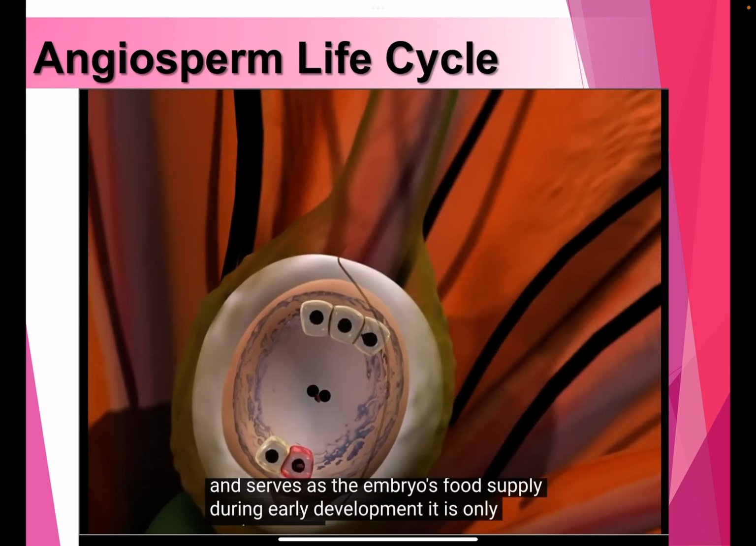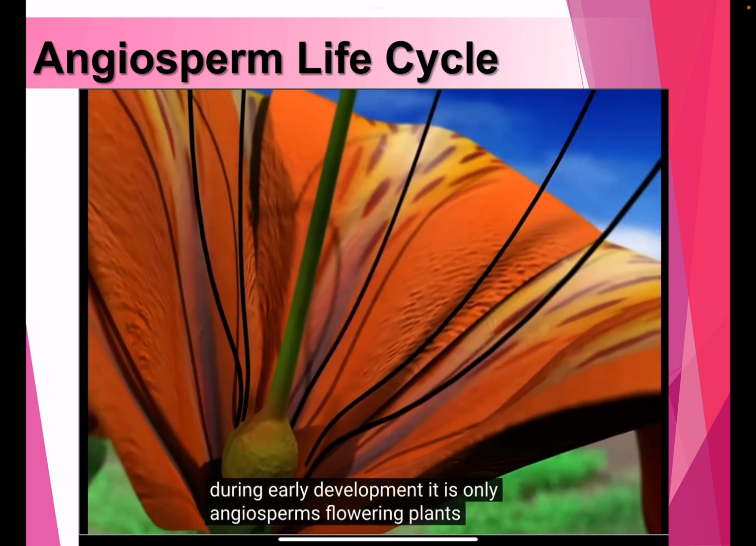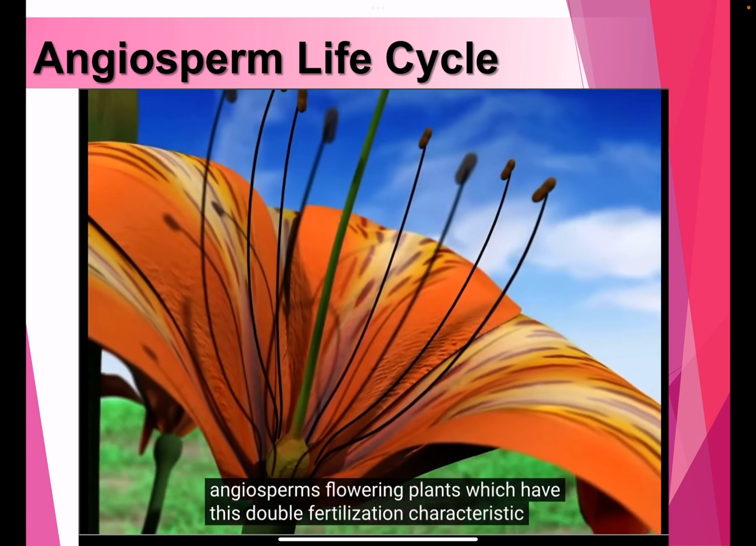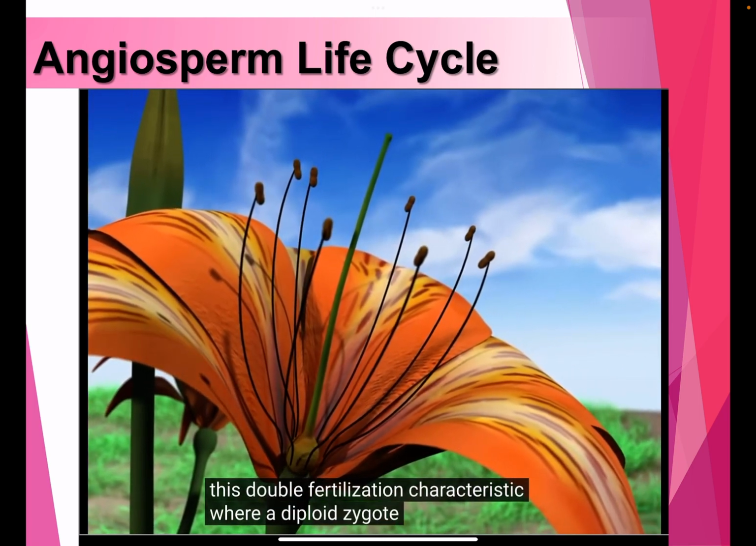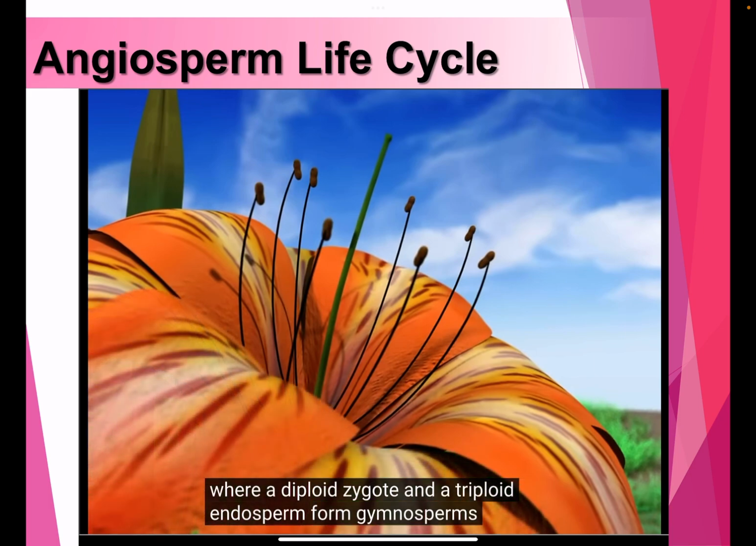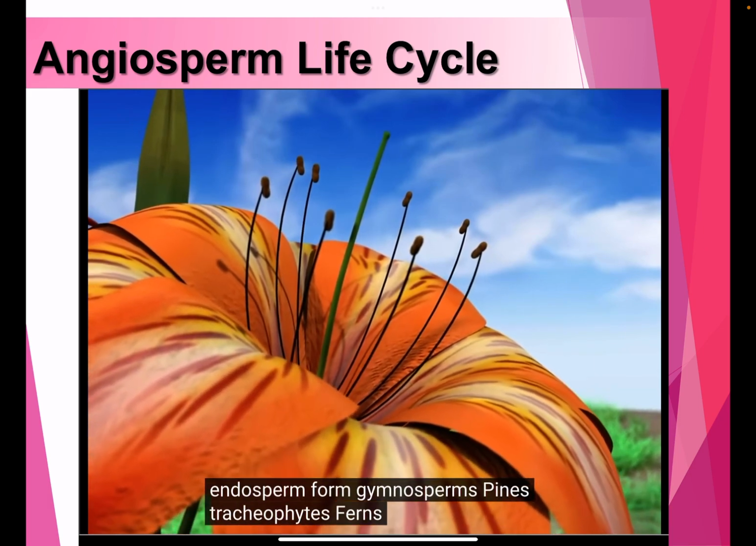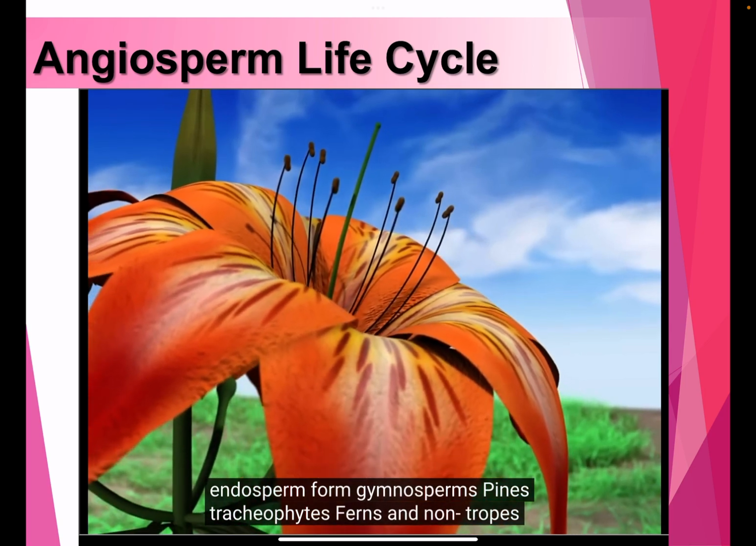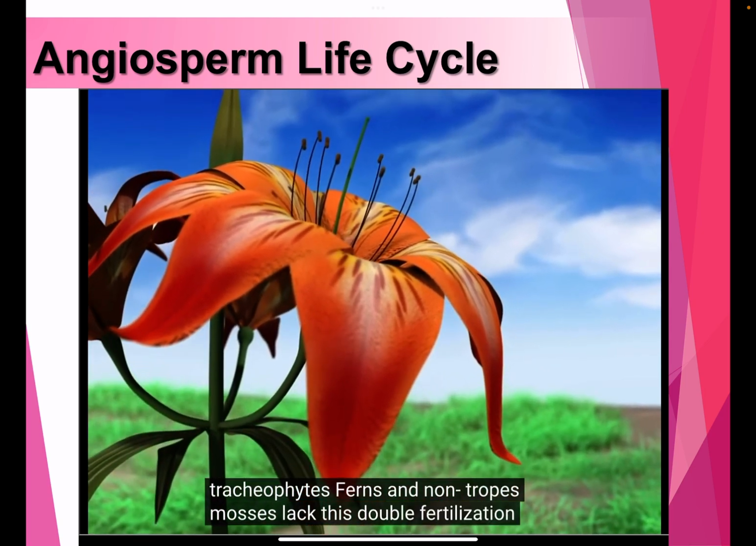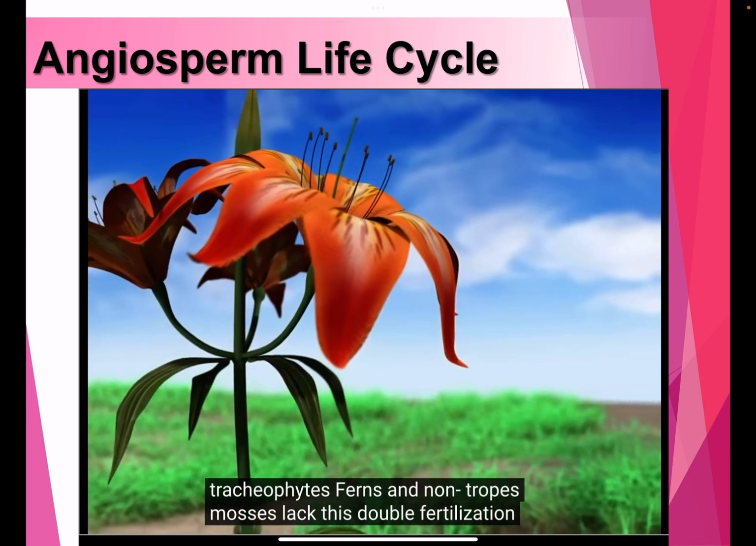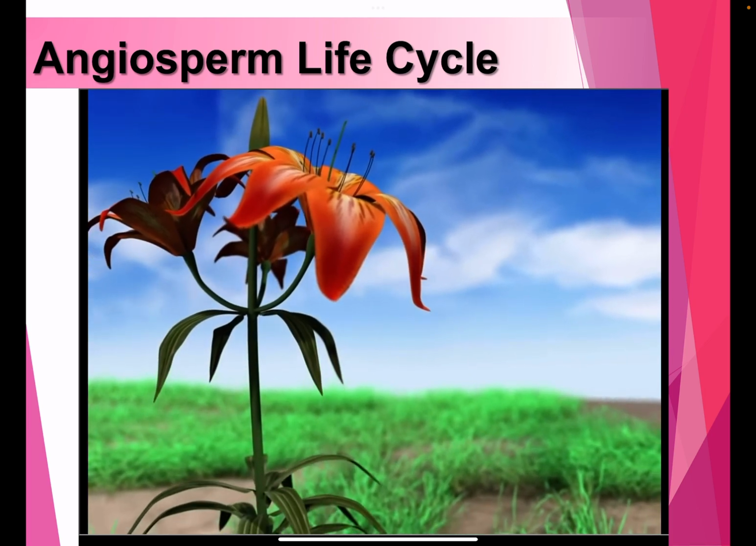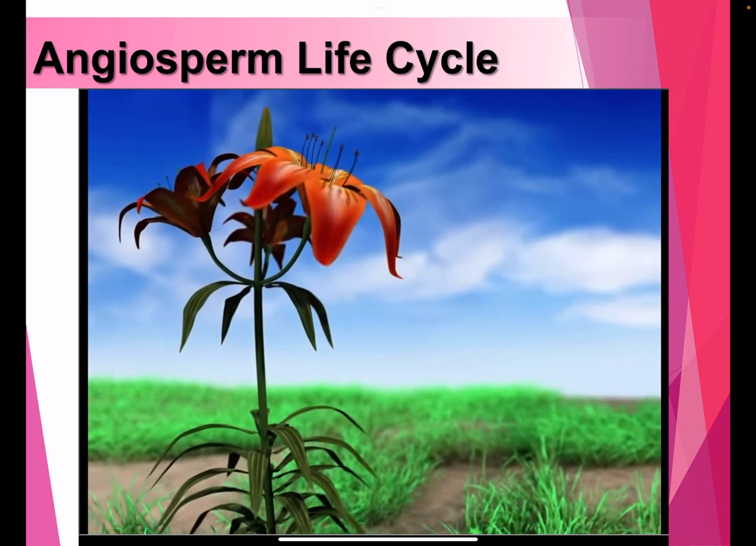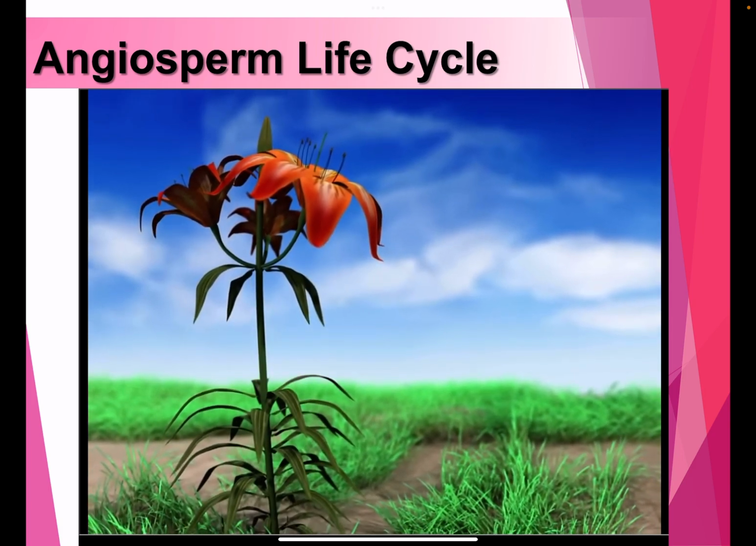It is only angiosperms, flowering plants, which have this double fertilization characteristic, where a diploid zygote and a triploid endosperm form. Gymnosperms, pines, tracheophytes, ferns, and non-tracheophytes, mosses, lack this double fertilization feature. Okay, so this is only something special for angiosperm when we're talking about double fertilization.